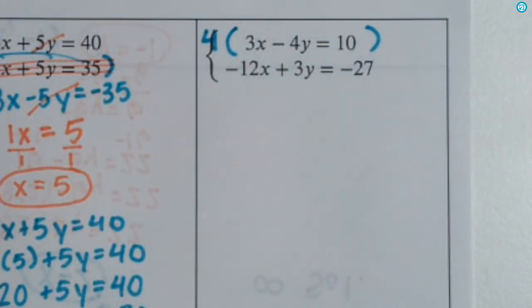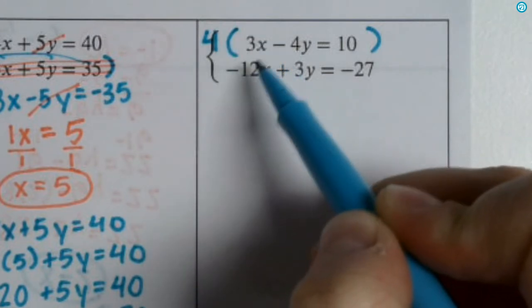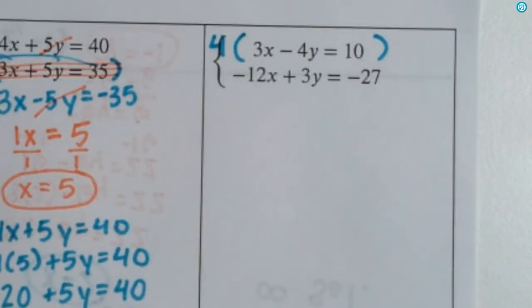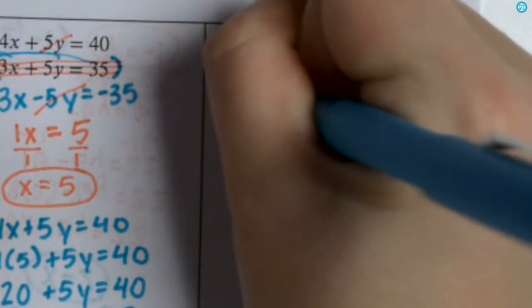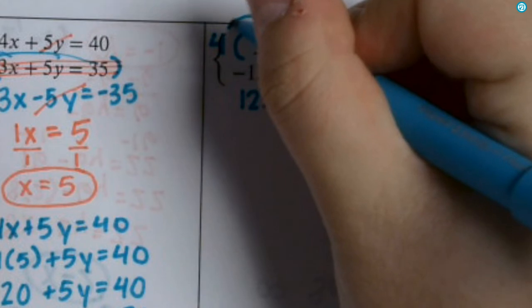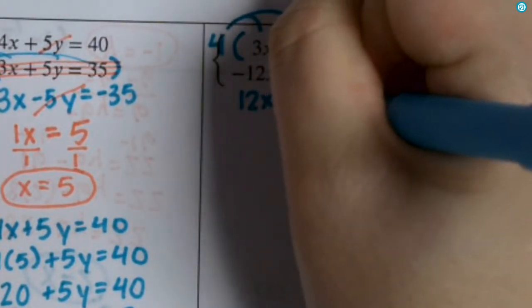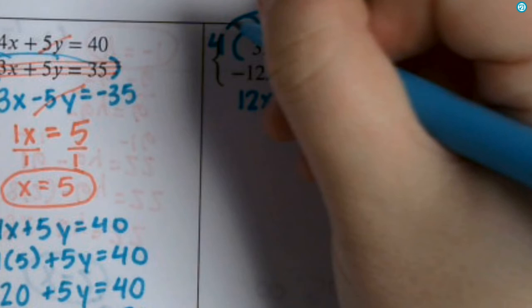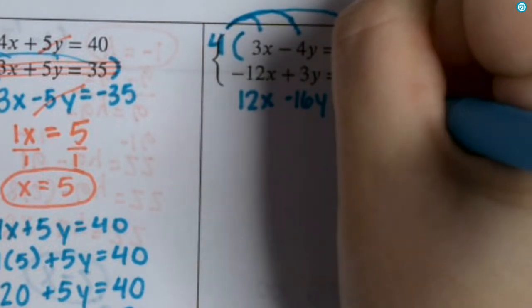because if we do that, then that'll make it so that our x terms are 12x, because 4 times 3 is 12x, and negative 12x, and then they'll cancel out like we want. So I'm going to distribute on the top there. 4 times 3x is 12x. 4 times negative 4y is negative 16y. And 4 times 10 is 40.